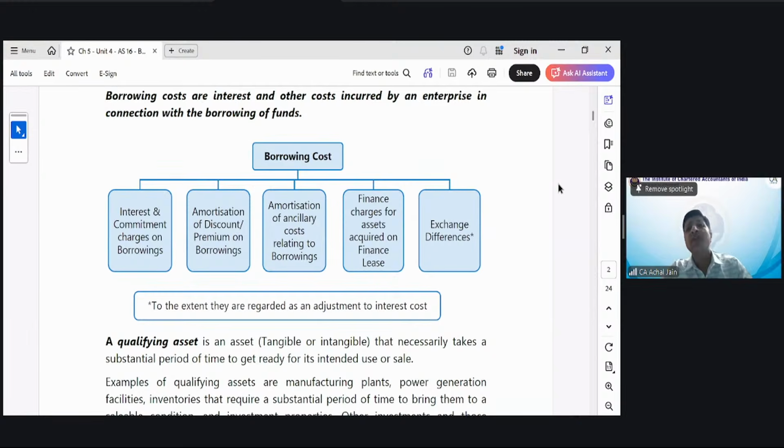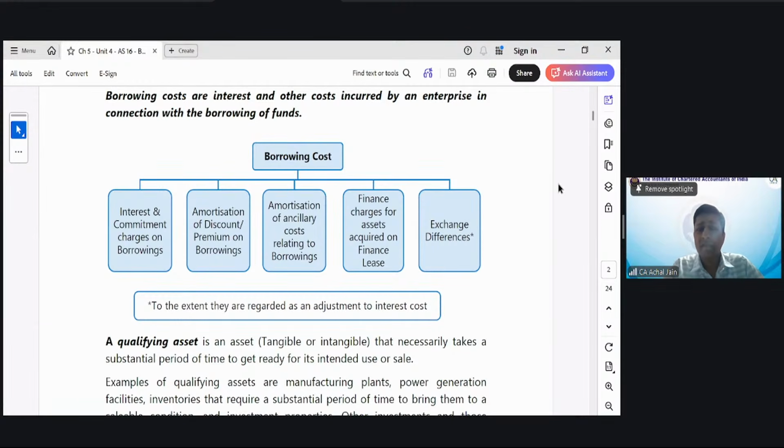Similarly, if you talk about leases, leases is one topic that we are yet to cover. But even in case of leases, you will find that there is an element of borrowing cost. So you can just park this maybe for the later discussions.